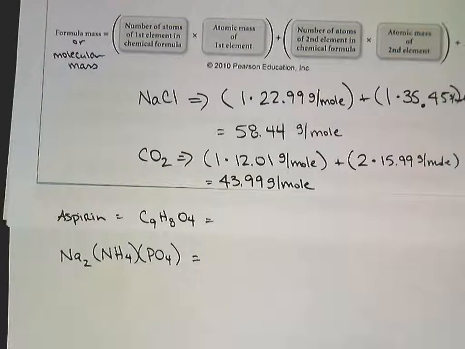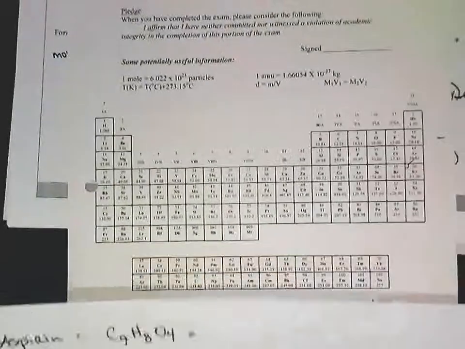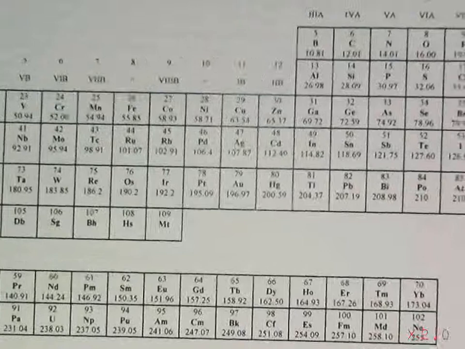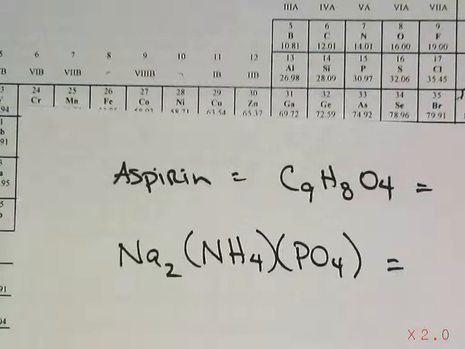Can everyone see the periodic table, or do I need to put up a periodic table? The only thing we can't see now is sodium. And sodium's, oh, you already had it. You wrote down the previous problem. Fine. 22 point. What is hydrogen? 1.